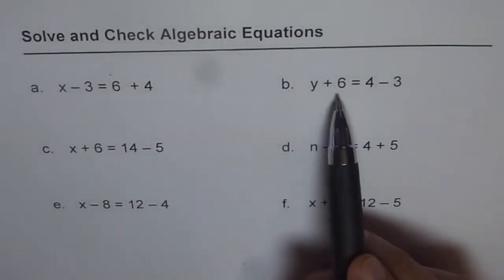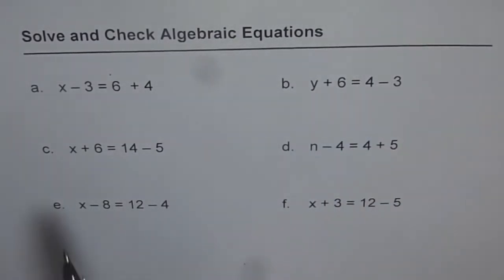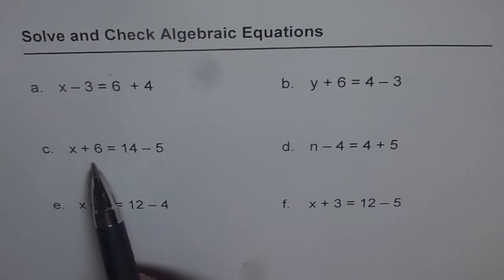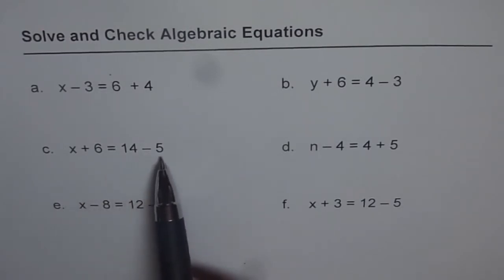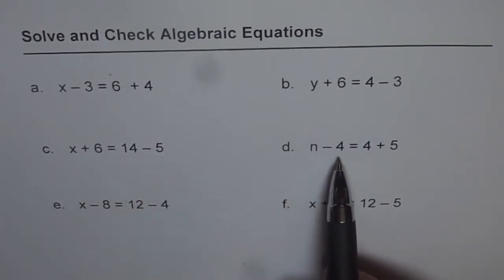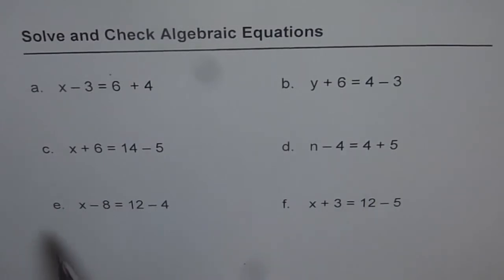B is y plus 6 equals to 4 minus 3. C is x plus 6 equals to 14 minus 5. D is n minus 4 equals to 4 plus 5. E is x minus 8 equals to 12 minus 4. And F is x plus 3 equals to 12 minus 5.